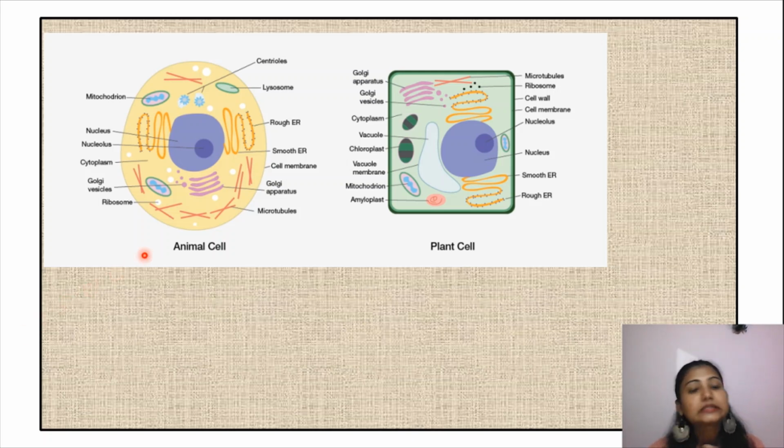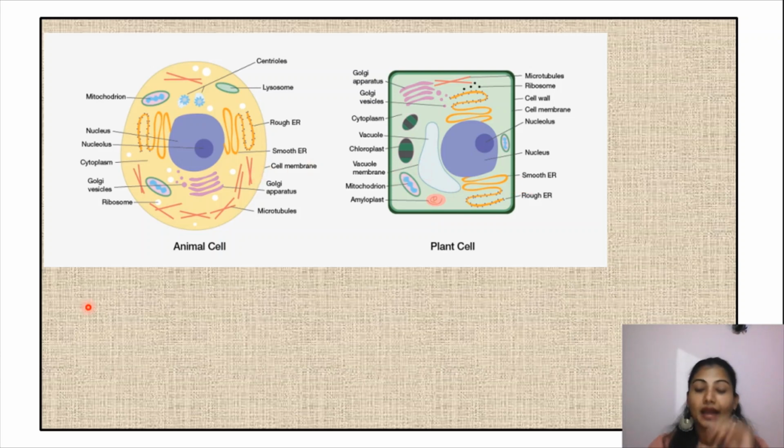What we can see here in the image is two different types of cell, that is animal cell and plant cell. About the different kingdoms and each organ of the cell, which is called an organelle, we will do that in detail. Don't worry about it. But let's just focus here on the animal cell and the plant cell.